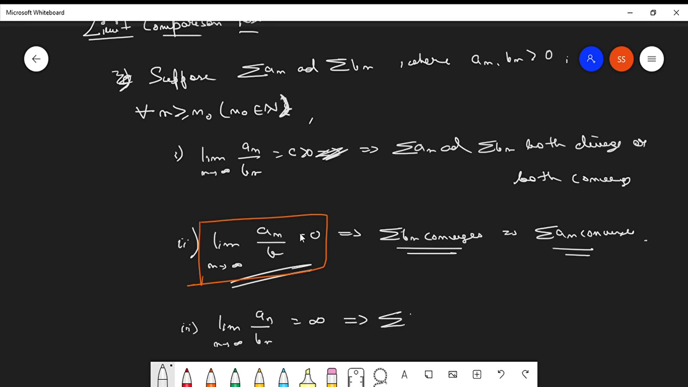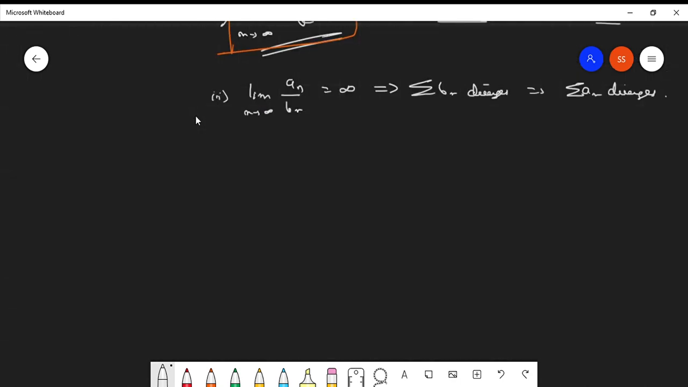then if bn diverges, an diverges. So these are the tests which we have, the limit comparison test. Let us go through some examples. First example: we need to investigate the nature of this series, summation n equals 2 to infinity 2n over n square minus n plus 1.